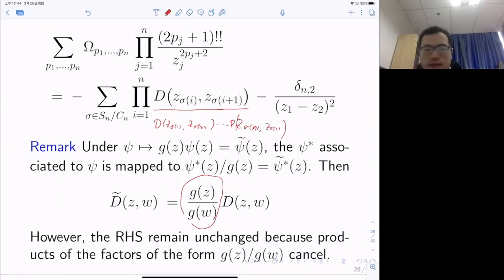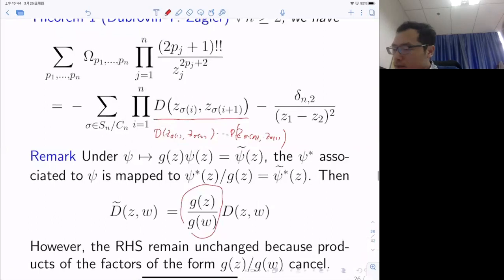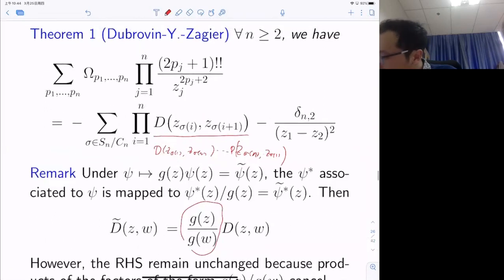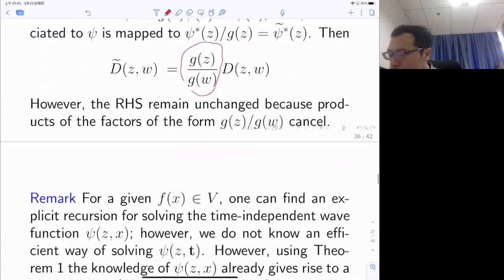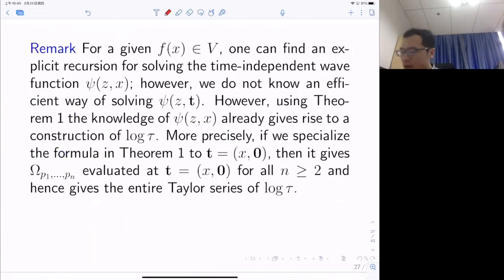So then this factor cancels in each product. Okay, so for a given solution U, we know that the left-hand side, the differential polynomials of U, is uniquely determined by U. But the right-hand side is given by the wave function, and the wave function has this freedom, so it's not unique. However, the D is not unique, but the product is unique. So that's a remark.